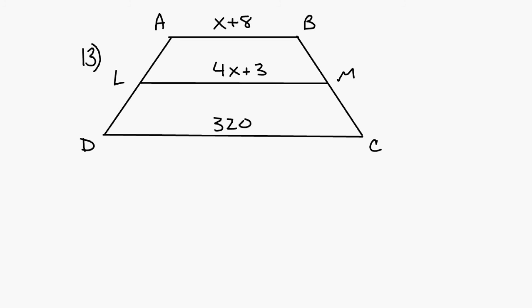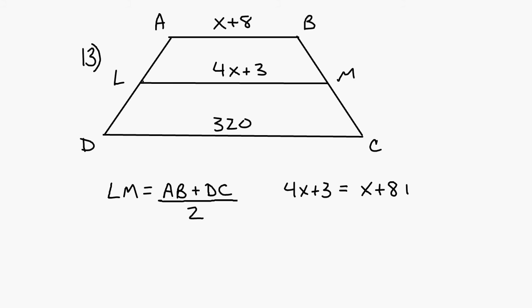Okay, in your notes yesterday, I told you that the mid-segment, LM, is equal to the sum of the bases, AB plus DC, divided by 2. That's in your notes. So if you replace with the values, you can solve for x. So L to M, which is 4x plus 3, that's equal to AB, which is x plus 8, plus D to C, which is 320, divided by 2.